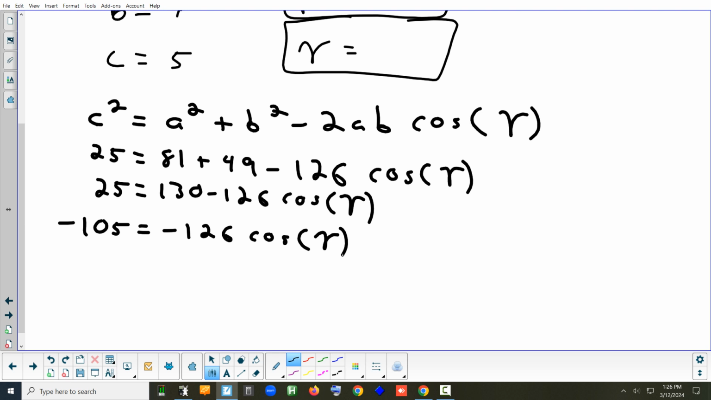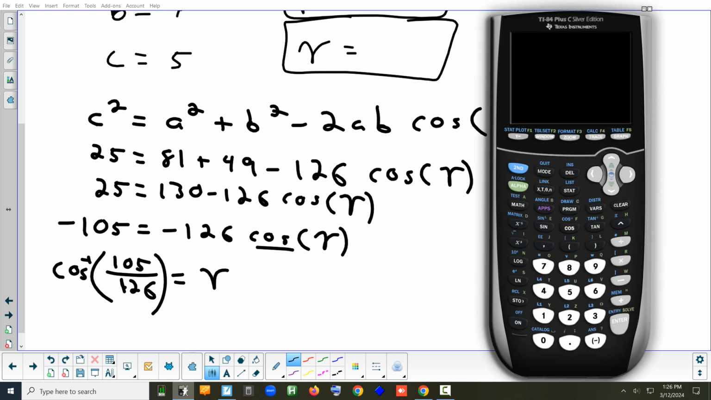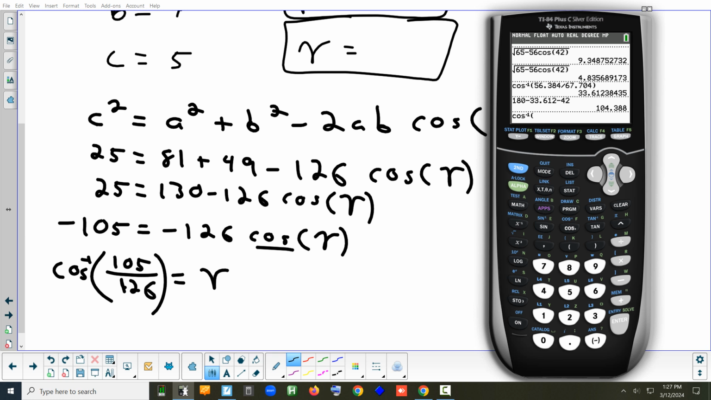And now let's do the last 2 steps together. What would be your fraction on this side? Negative 105 divided by negative 126. So negative divided by a negative will give me a positive. And now what do I have to do to that fraction to get rid of cosine? Inverse cosine. Yep. So that's going to be your answer for gamma: inverse cosine of 105 divided by 126. 33.557.